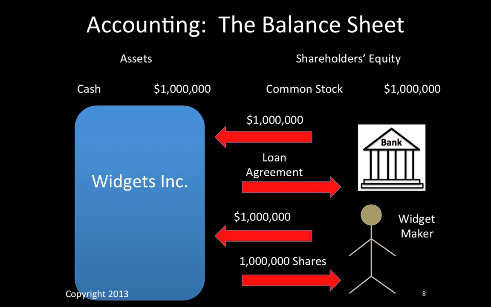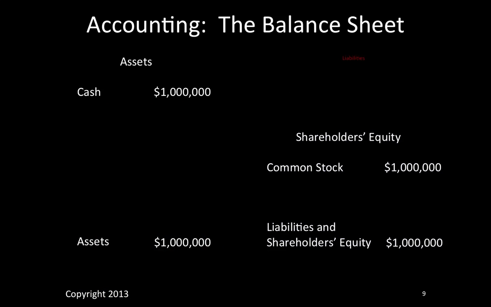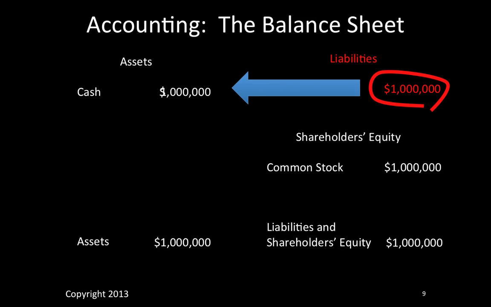How is that loan reflected on the balance sheet? The loan, like shareholders' equity, reflects a claim against Widgets Inc. We create a new category for this type of fixed claim called liabilities. The $1 million received from the bank will be placed in the company's bank account and become an asset.